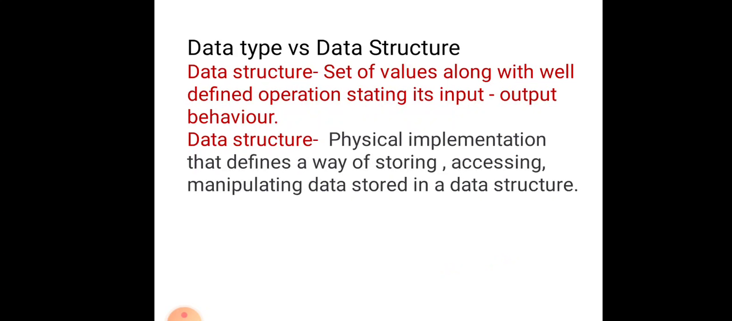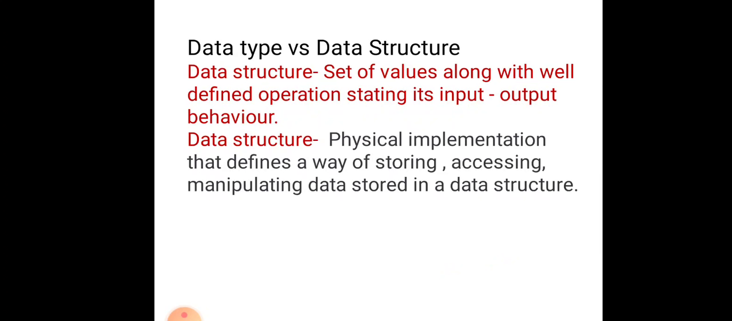Data type versus data structure. What is the difference between data type and data structure? A data type defines the set of values along with well defined operations stating its input or output behavior. That is, you cannot put a decimal point in an integer, or two strings cannot be multiplied, etc.